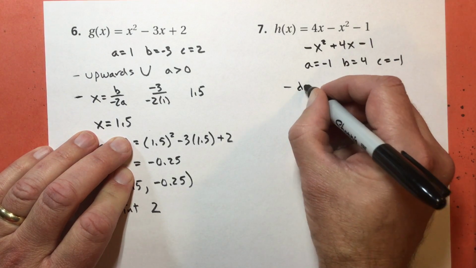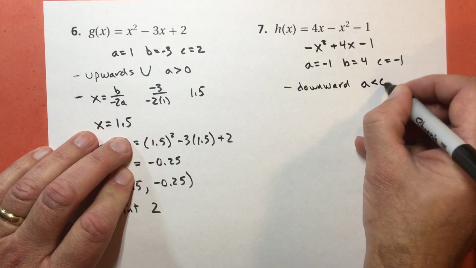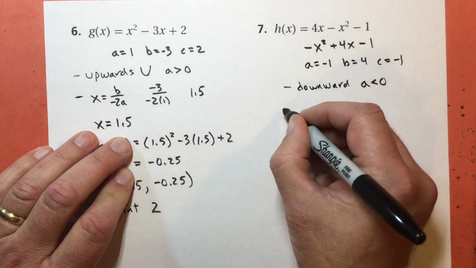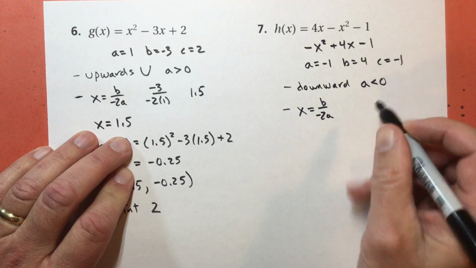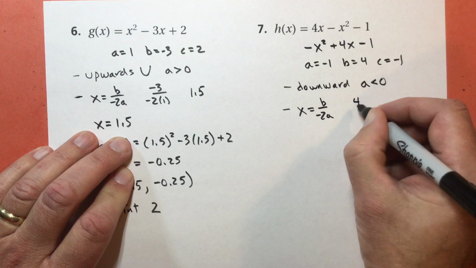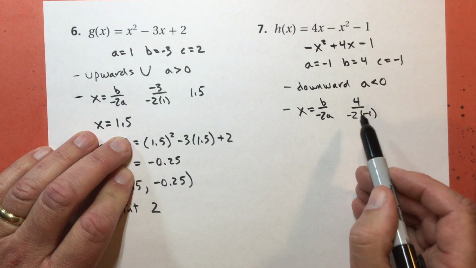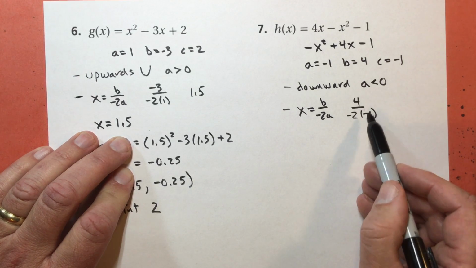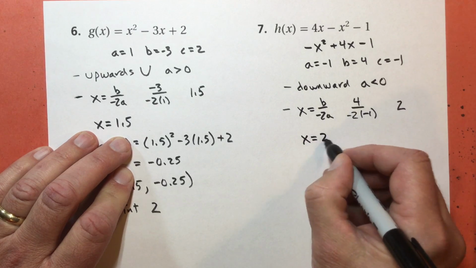It opens downward because a is negative. My axis of symmetry is b over -2a. That's 4 over -2 times -1. -2 times -1 is +2. 4 divided by 2 equals 2. So my axis of symmetry is x equals 2.